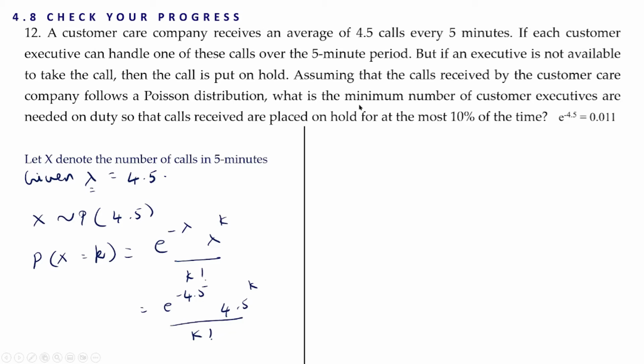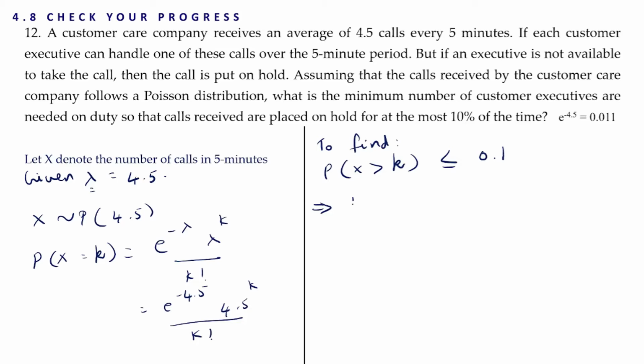Now we need to find the minimum number of customer executives required on duty so that the calls received are placed on hold for at most 10% of the time. So we have to find the probability of X greater than k is less than or equal to 10%. This 10% is nothing but 0.1. So we need to find the minimum k so that the probability of X greater than k is less than or equal to 0.1.